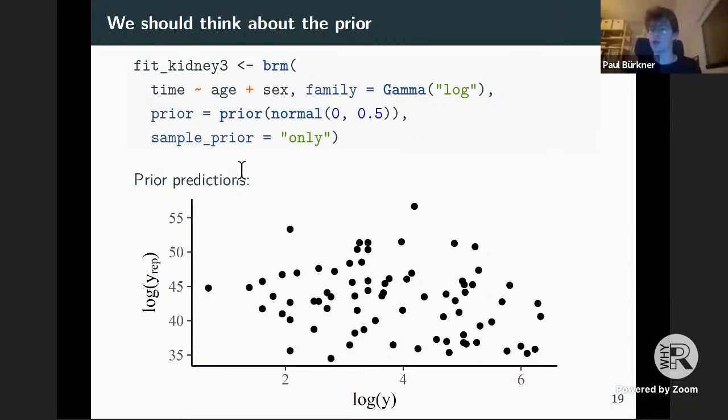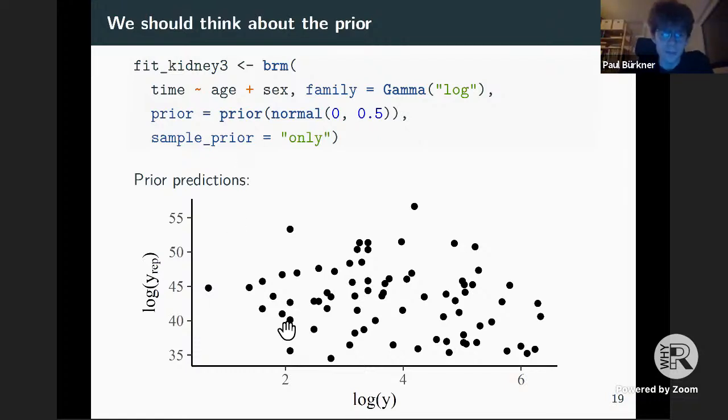That is, we're going to fit the model only on the prior and not on the data. And as a result, when we run posterior predictive checks, we actually get prior predictive checks. That is, what kind of data would the model predict if it just knows the prior but not the data? And it turns out when we do those kind of prior predictive checks, things are really difficult in lots of cases.